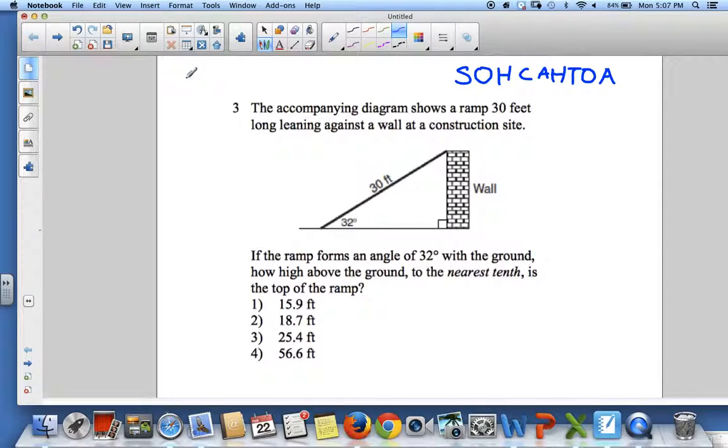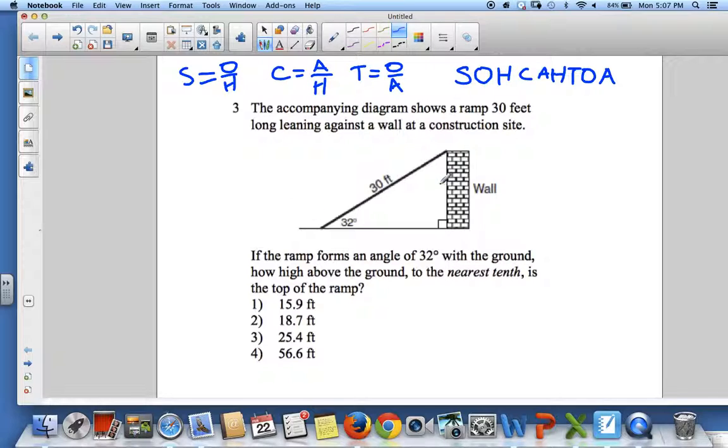So I'm going to write this right here. Sine, that's S, equals opposite over hypotenuse, that's the SO, and then C equals A over H. Cosine is adjacent over hypotenuse, and tangent equals opposite over adjacent, TOA. So that's why we use that.